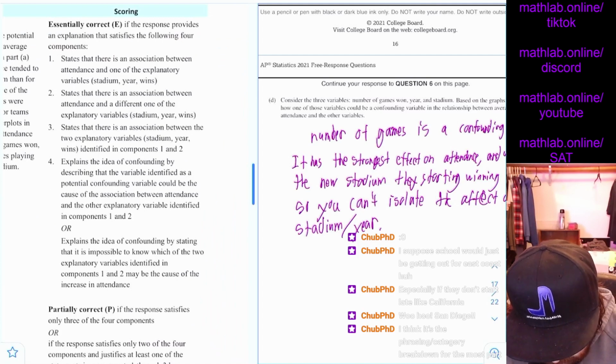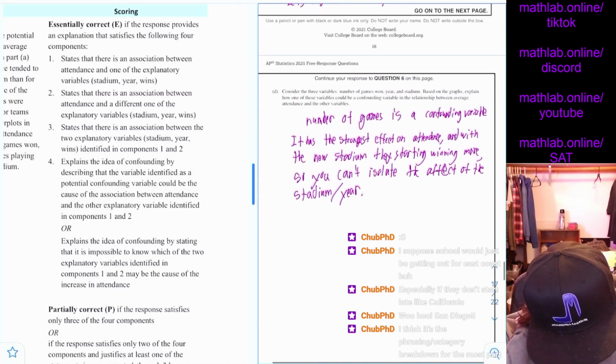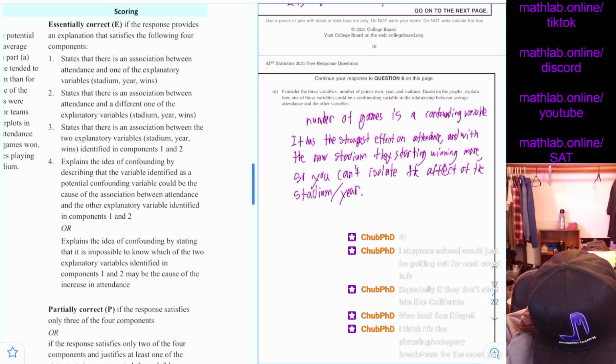There's so much stuff here. States that there is an association between attendance and one of the explanatory variables. Yeah, number of game wins. And that was the strongest effect on attendance, that's association. States that there is an association between attendance and a different one of the explanatory variables. Well, I didn't say that. I said the new stadium, they started winning more. Oh, I guess I did say that. States there's an association between the two explanatory variables. No, so I did say when there's a new stadium they started winning more. But I didn't do number 2.